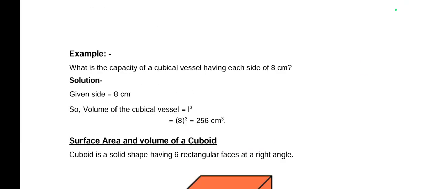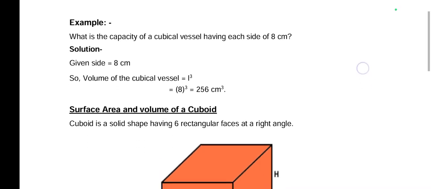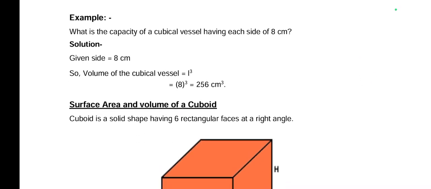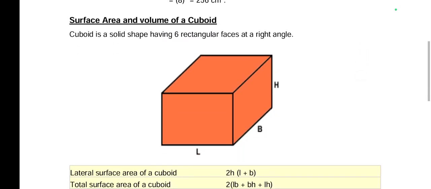Then there are examples, and there are examples about the volumes. Now, surface area of a cuboid. Again, a cuboid has 6 rectangular faces: length, breadth and height. Because the cuboid is made up of 6 rectangular faces, we know that the area of a rectangle is length into breadth. Rectangular faces, just like a room in the form of a cuboid.